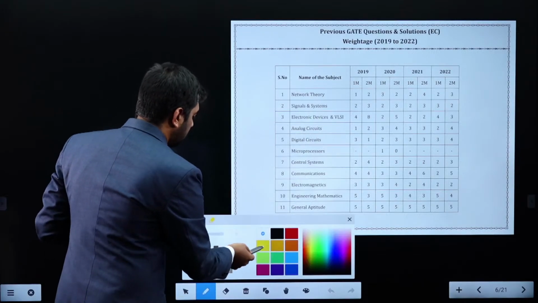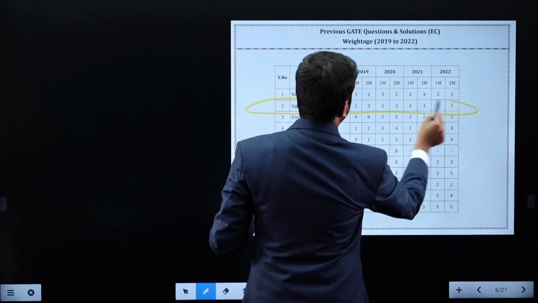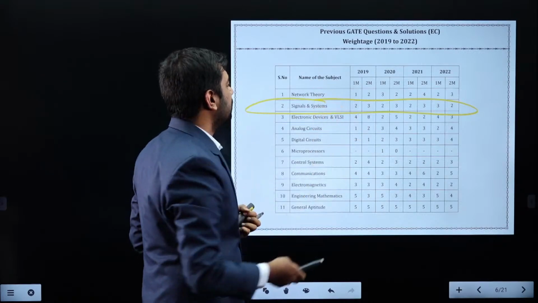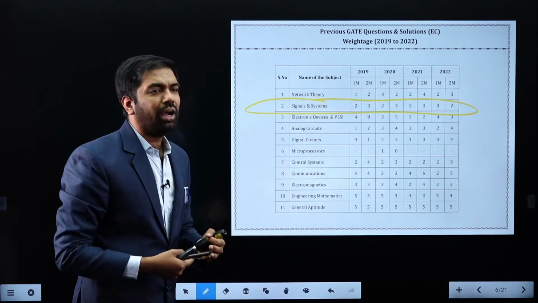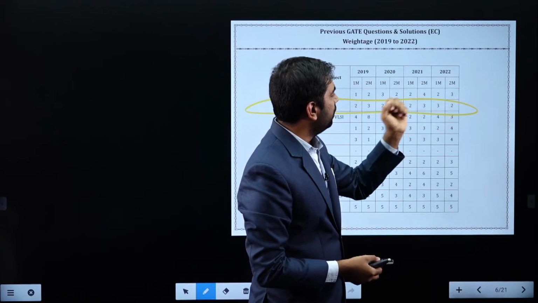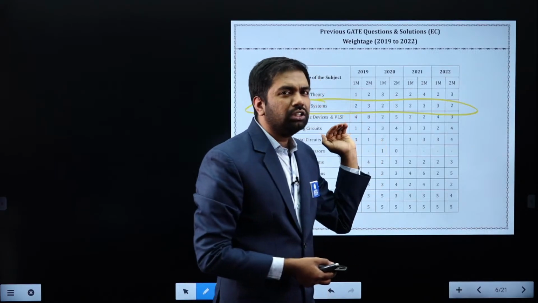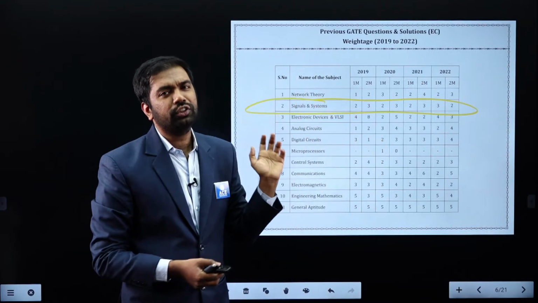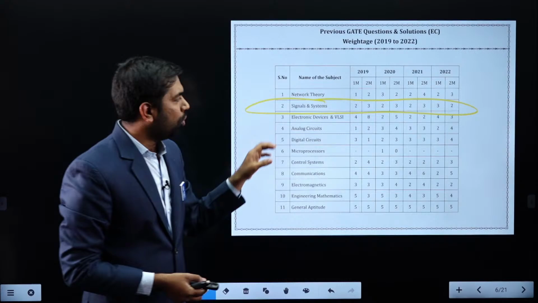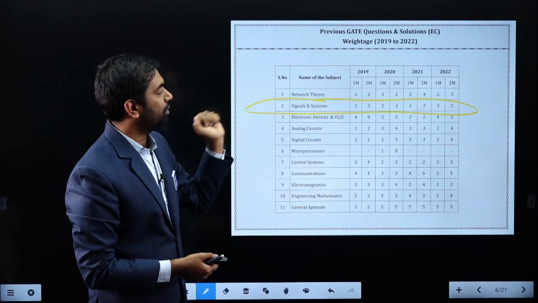We are looking at signals and systems. So where is signals and systems? So here is signals and systems. Look at the number of questions, the number of 2-mark questions and 1-mark questions: 2 2-mark questions, 3 1-mark questions, 3 2-mark questions, 2 1-mark questions. Consistently you are getting 5-6 questions every year. So on an average you see that 8 to 9 marks are asked from this subject.